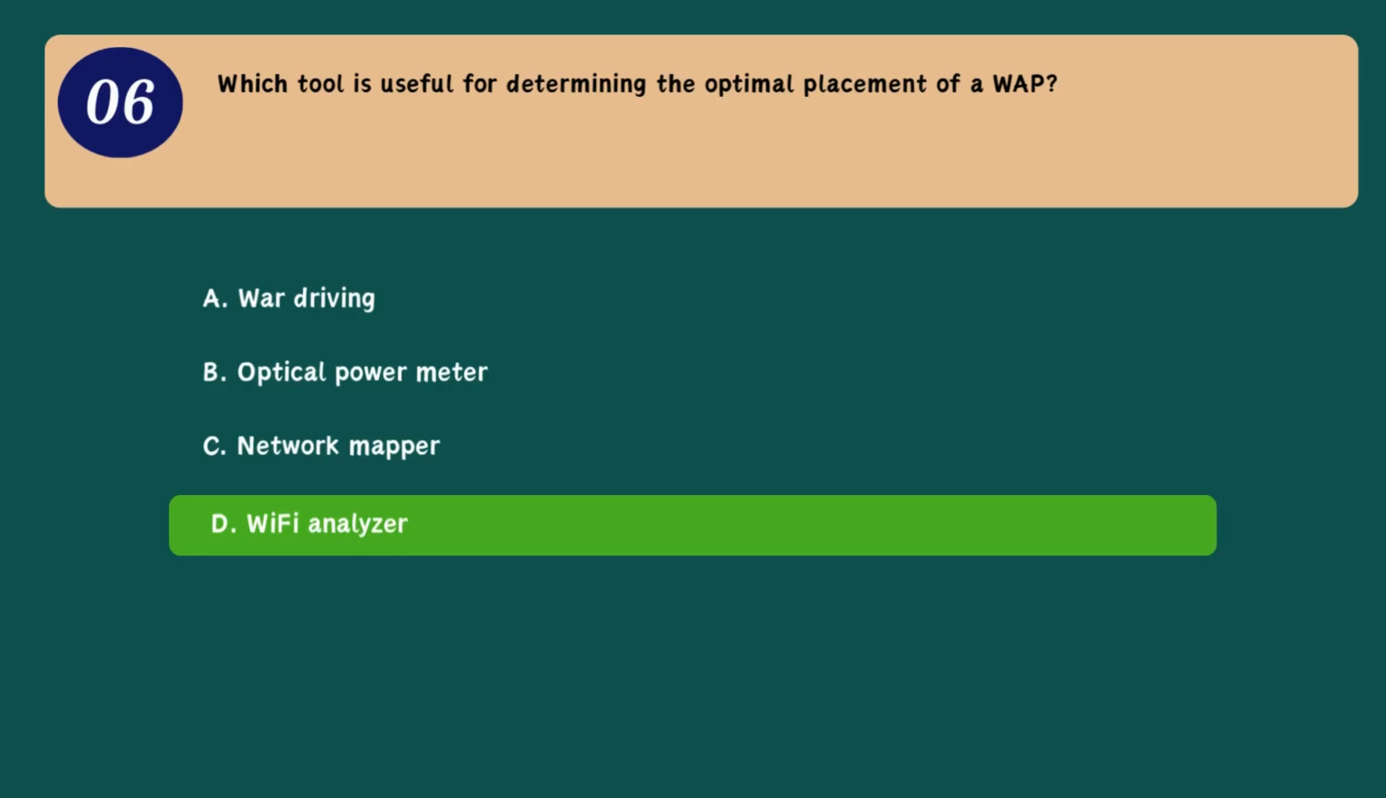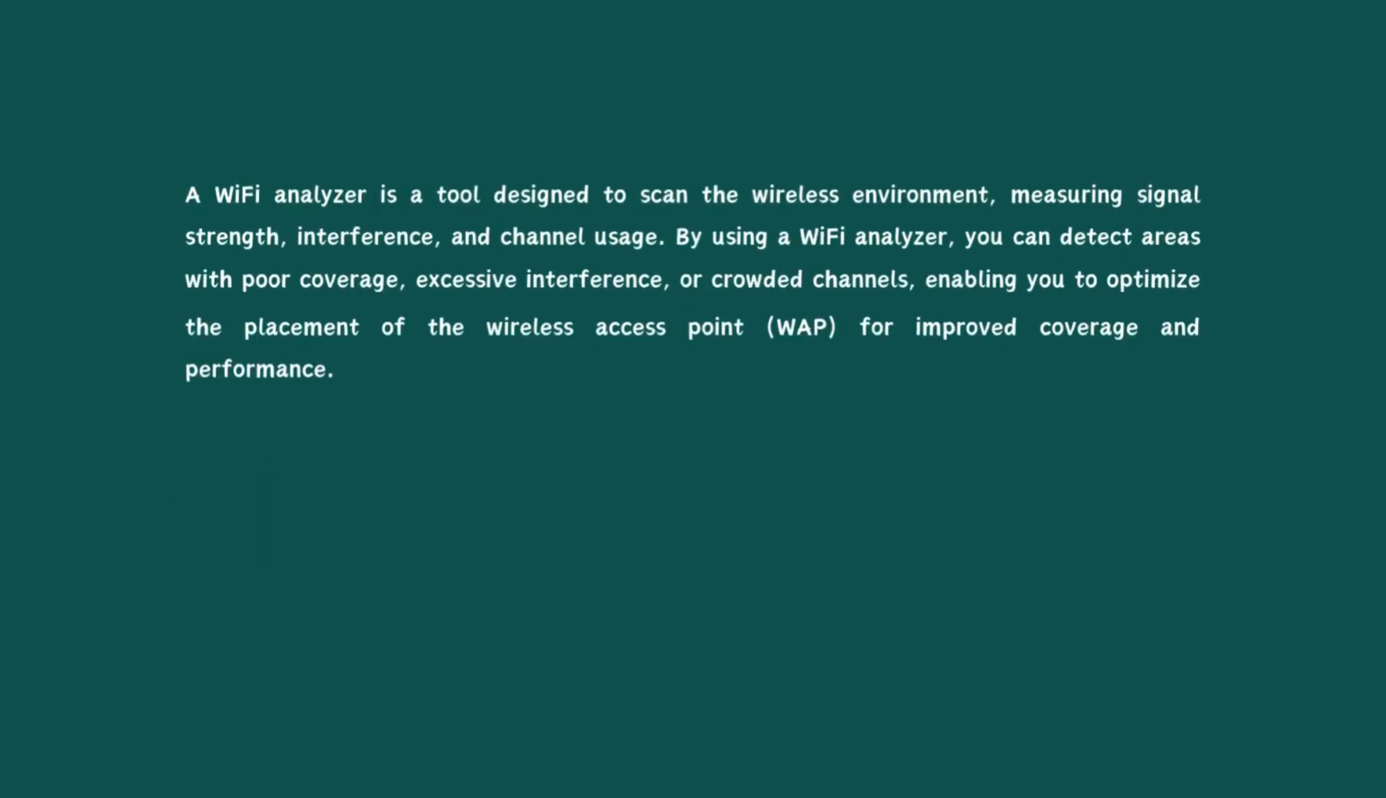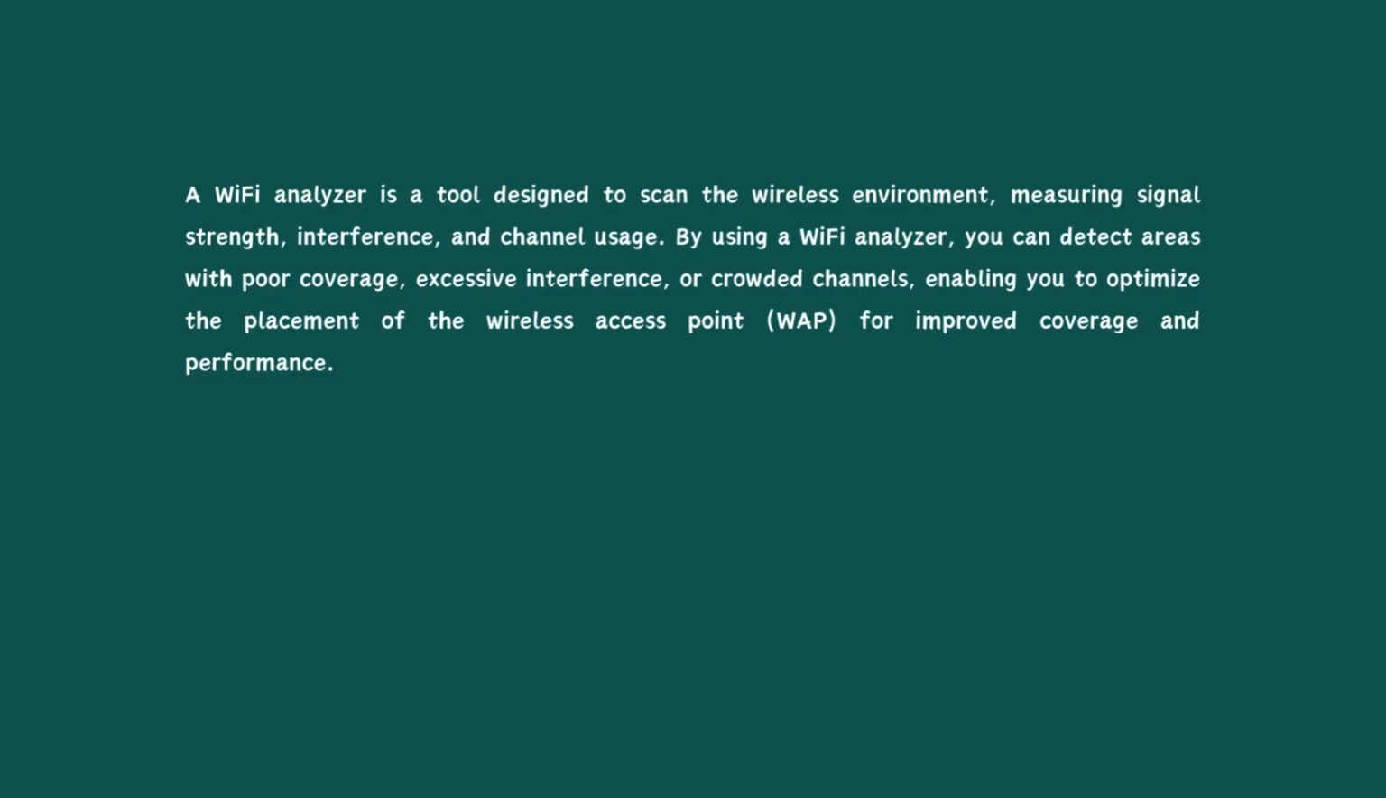Correct answer: D. Wi-Fi analyzer. A Wi-Fi analyzer is a tool designed to scan the wireless environment, measuring signal strength, interference, and channel usage. By using a Wi-Fi analyzer, you can detect areas with poor coverage, excessive interference, or crowded channels, enabling you to optimize the placement of the wireless access point, WAP, for improved coverage and performance.